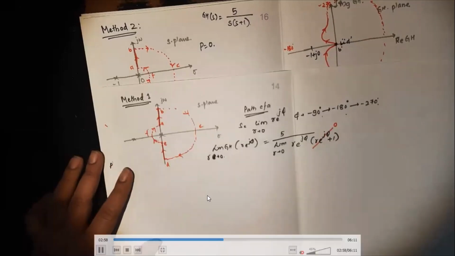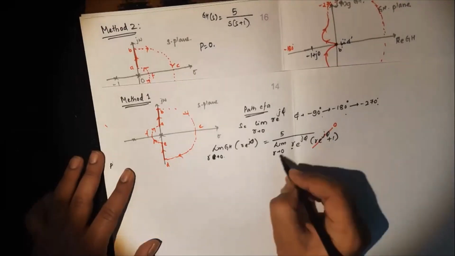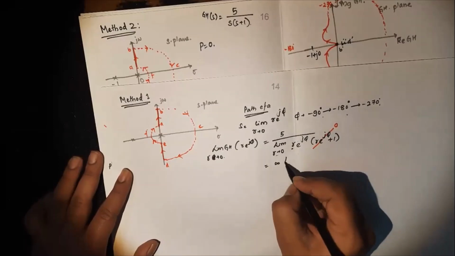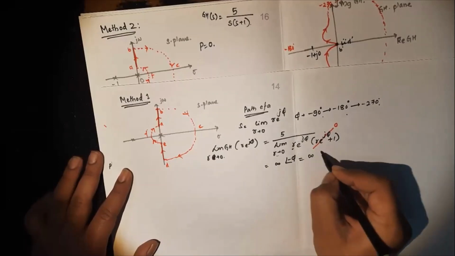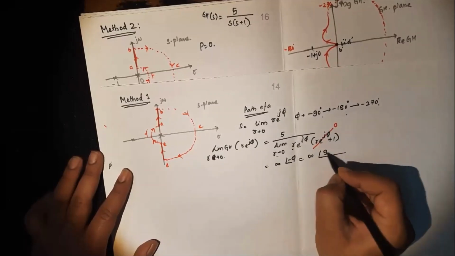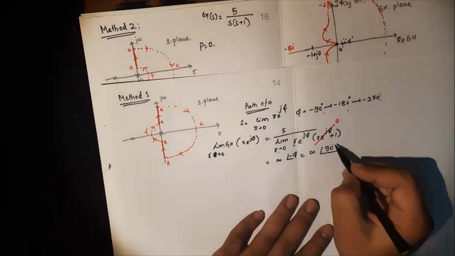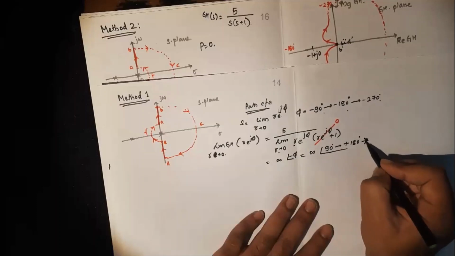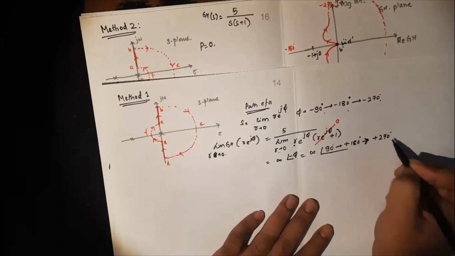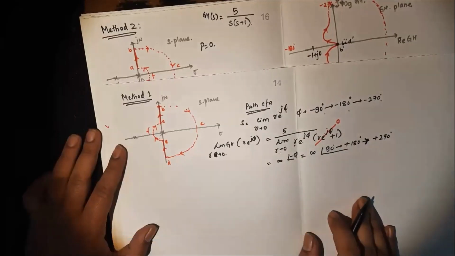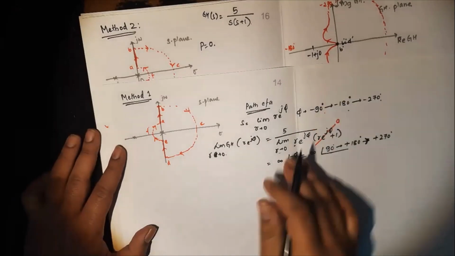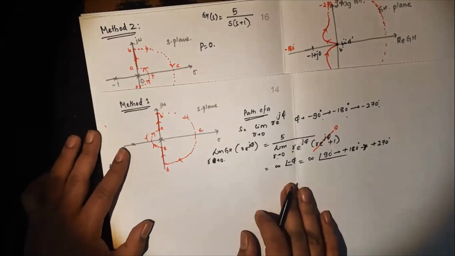So this r will be 0. So again you have k divided by 0, which is infinity. Then e raised to j phi will become minus phi. So infinity minus phi, all will become plus now: plus 90 degree, plus 180 degree, then plus 270 degrees. So this is a curve with infinite magnitude whose angle is changing from plus 90 to plus 180 to plus 270. So how do we draw that?